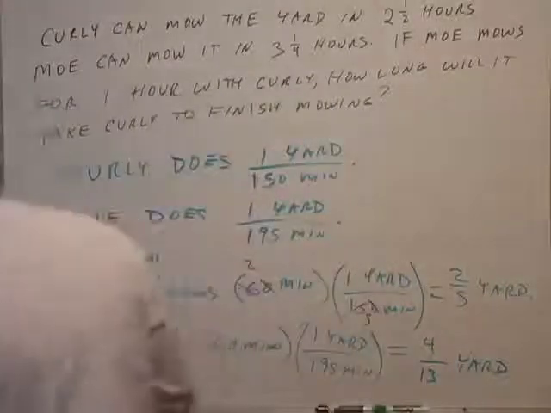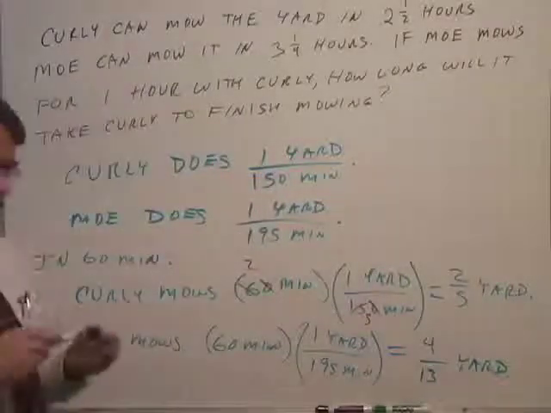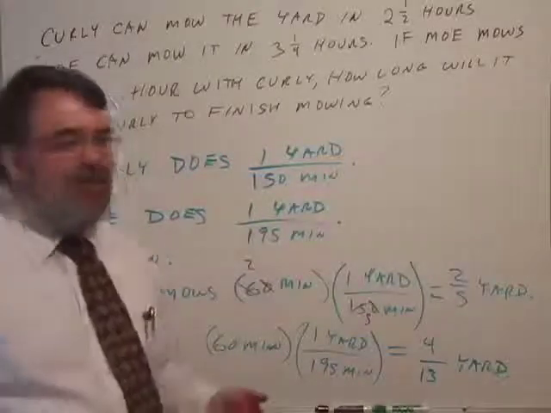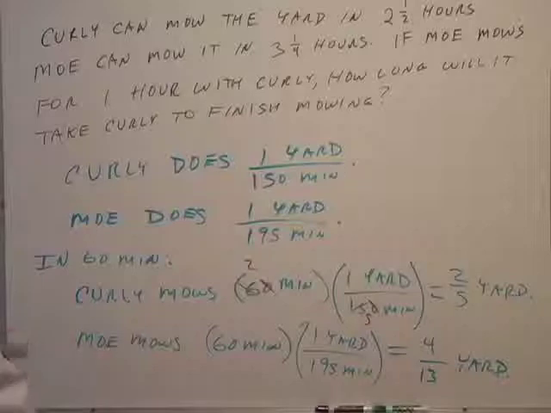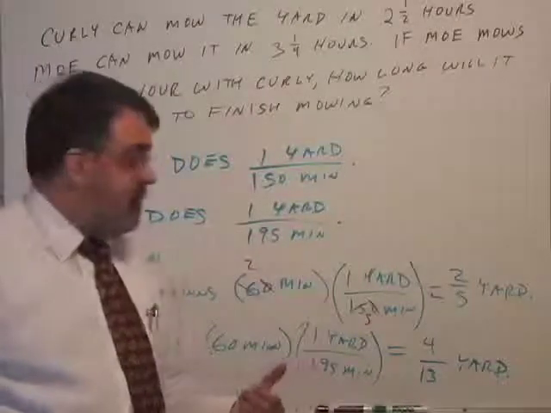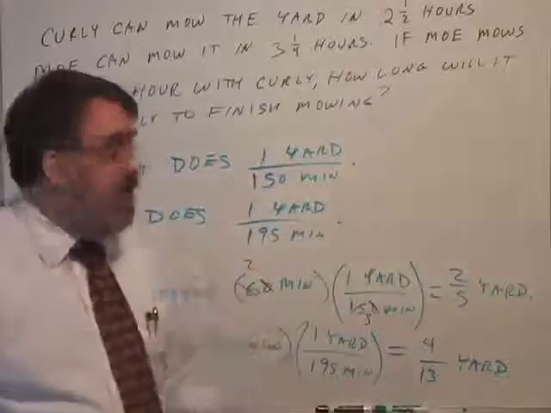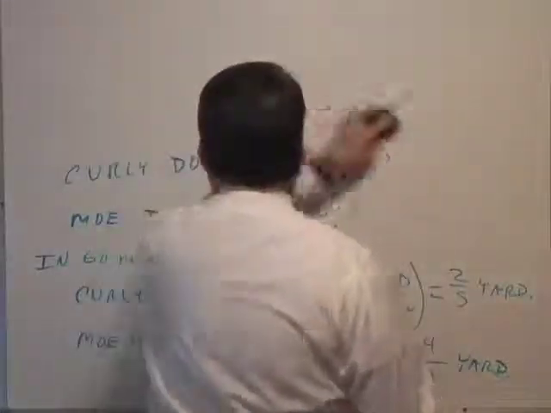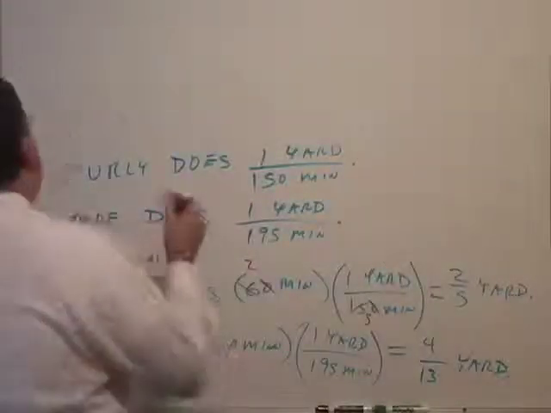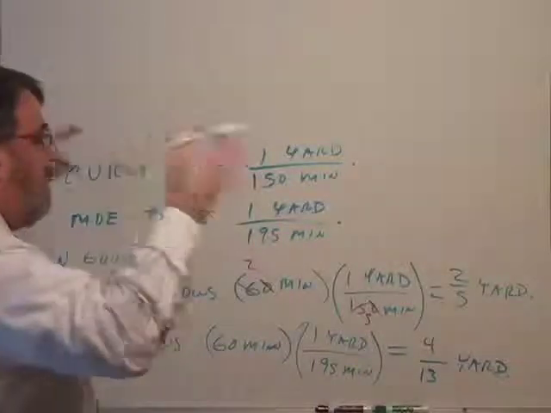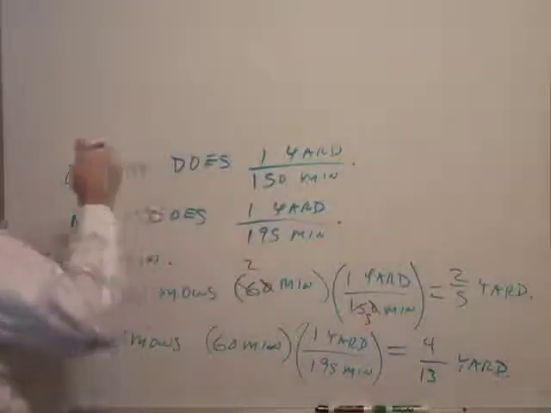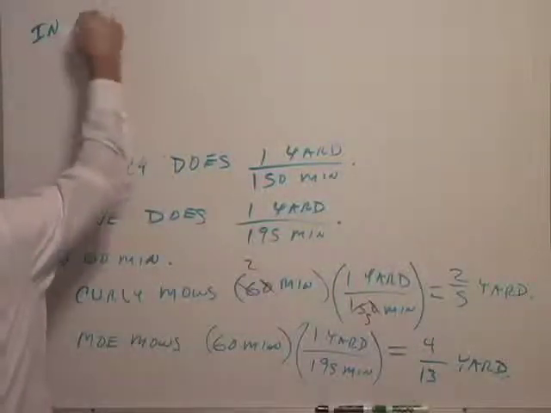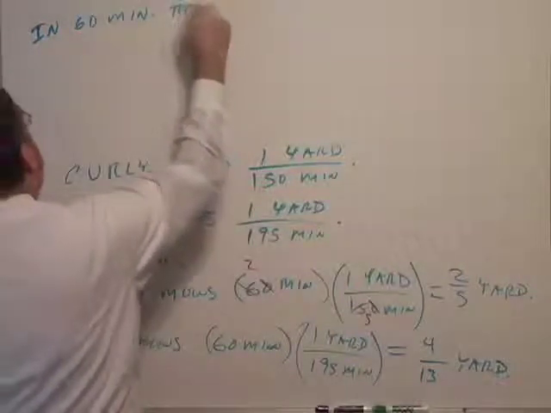Okay, now I promised you this one's going to be a little more complicated, but really the most complicated thing is just the fact that we get some less friendly fractions here. But in 60 minutes, we know how much of the yard they have mowed together. It's 2/5 plus 4/13. I'll write it out. And I don't expect you to write all these words out, but I'm writing them as notes, because this reflects how I'm thinking through it. So in 60 minutes, they mowed.